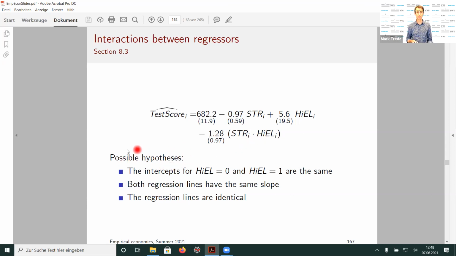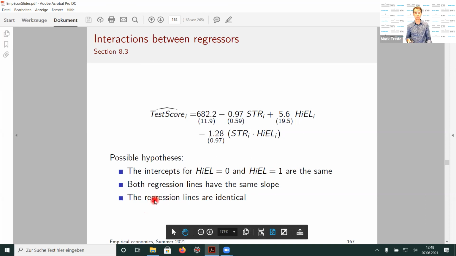All right, so possibly interesting hypotheses in this case are that the intercepts for both groups are the same, for the group without a high percentage of English learners and the group with many English learners. Or we might test the hypothesis that both regression lines have the same slope coefficient, which would mean that the marginal effect is the same in both groups. Or we could even test whether both regression lines are completely identical.